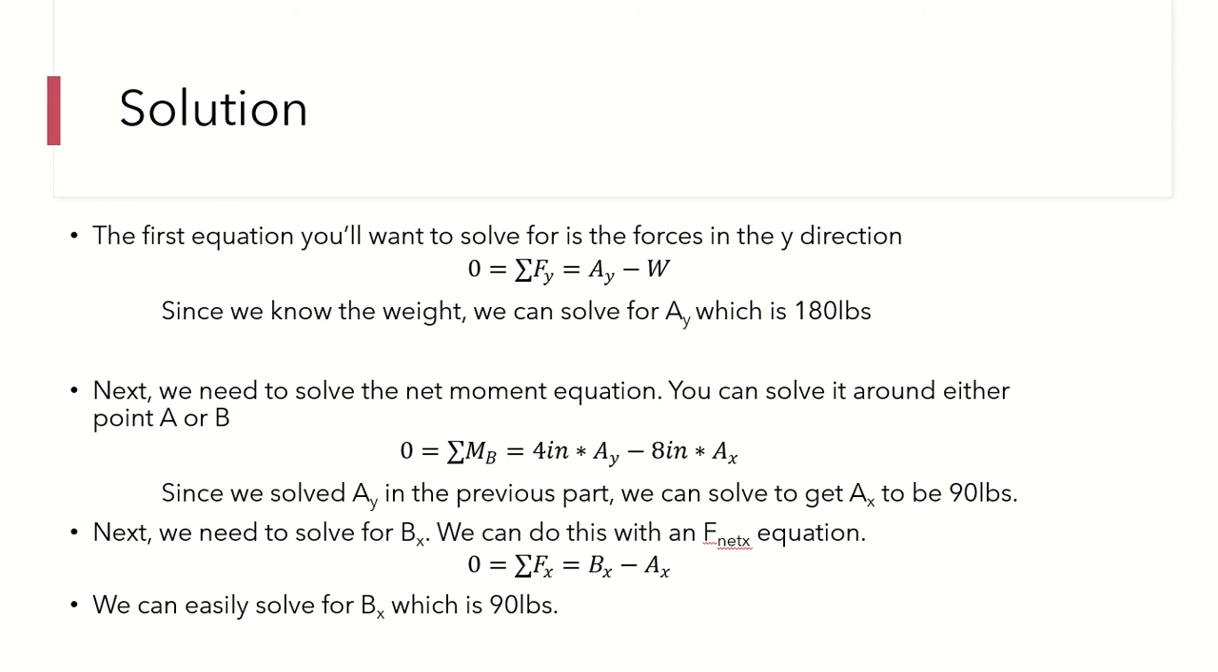Next, you're going to want to solve the net moment equation, and you can solve this around either point A or point B. I chose to do it around point B. You can do it around point A; it's basically the same thing. Since you solved for Ay in the previous part, this should be easy to solve for Ax. Remember, when you do your sum of the moments, you need to multiply the force by the distance, and then you're going to get Ax to be about 90 pounds.